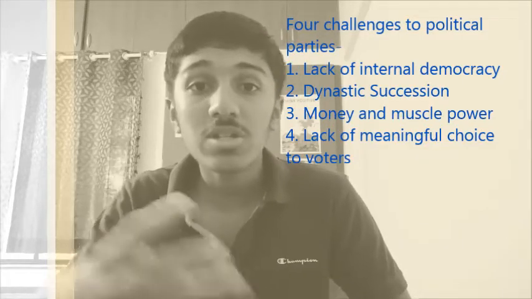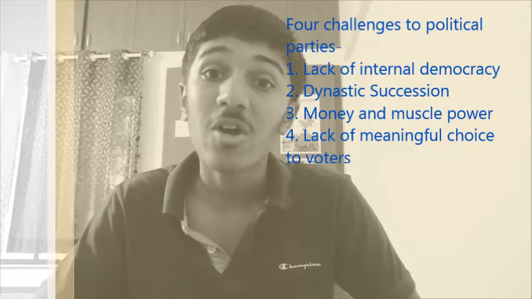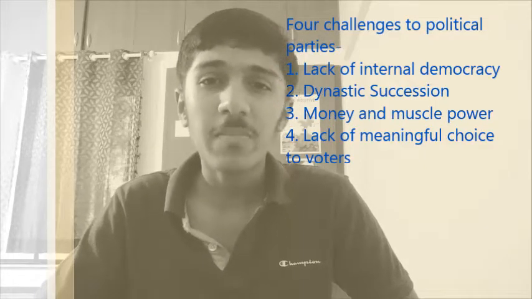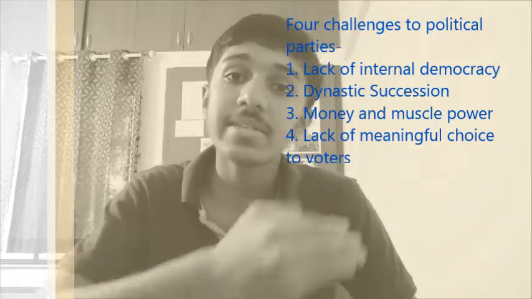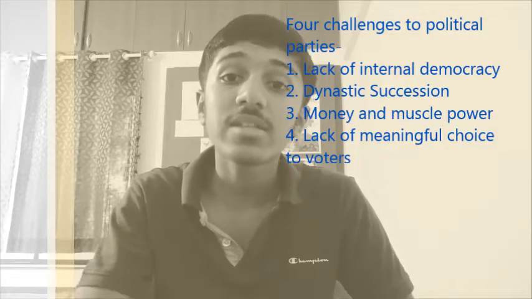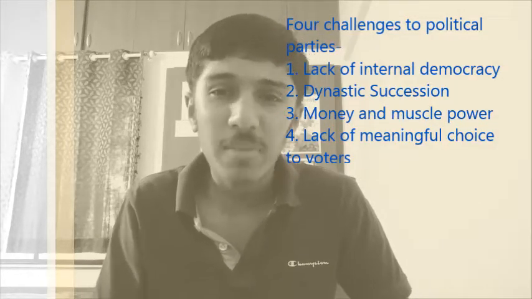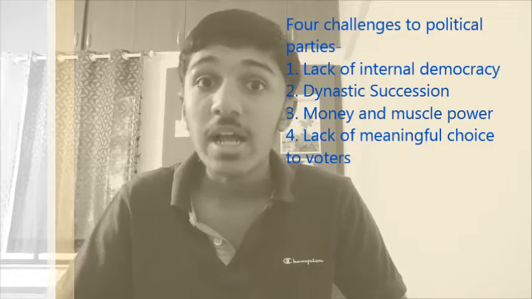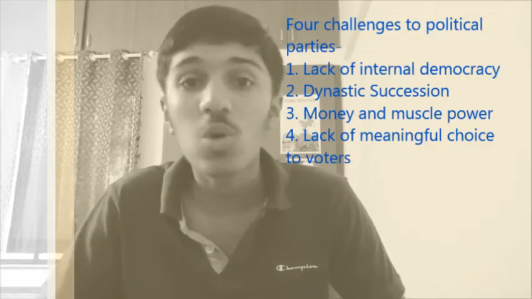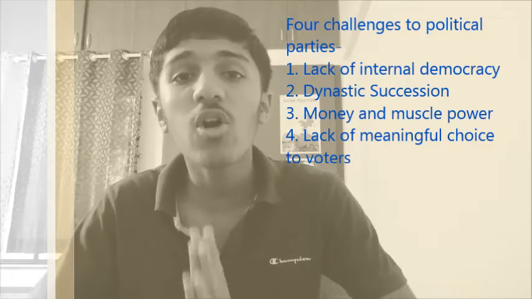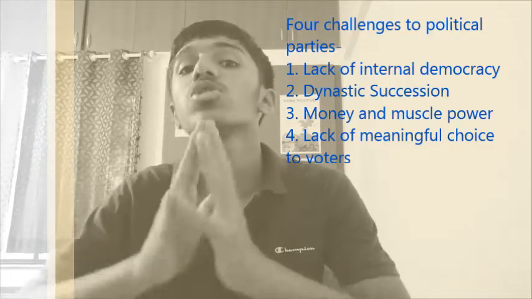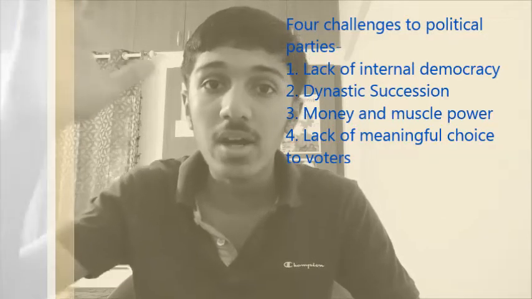Then we move on to the third major challenge, and that is of money and muscle power. Something that people experience to a great extent, because what happens is many a times parties have certain people who have a lot of muscle power or who have a lot of money, and they bribe voters to vote for them. And this is something that democracy just does not want, because we want the leaders who can bring about change to actually go and hold power.